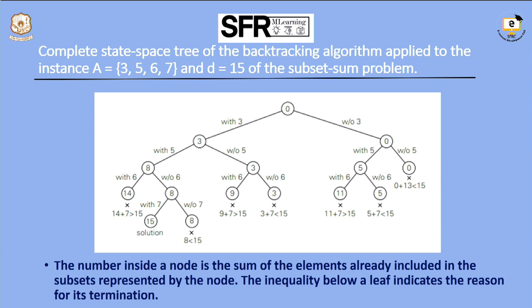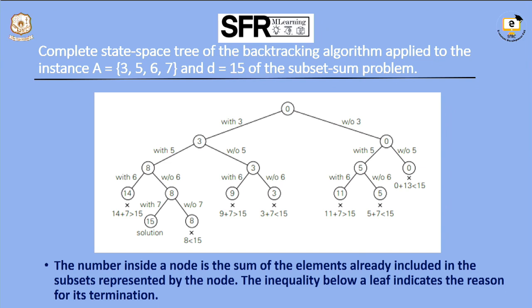Now the option is without 6. So 3 plus 5 is 8 in that node. So without 6, we come back again in the node, we represent it as 8. Now 8 plus 7, including 7 on the left. So 8 plus 7 is 15. We have reached the solution.